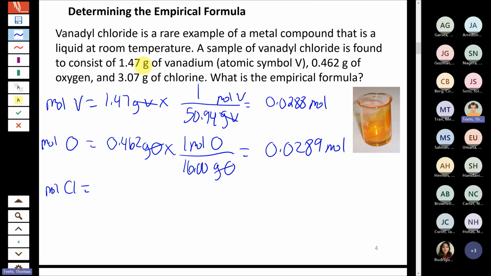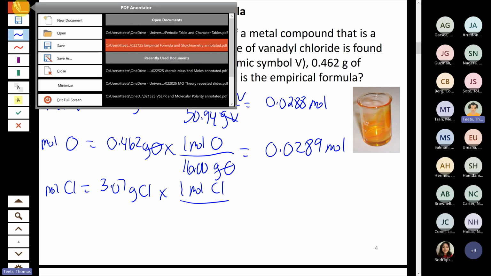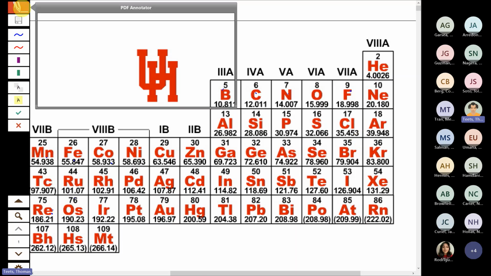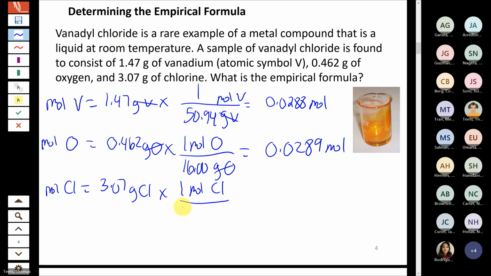we have 3.07 grams. So we're going to do the same step for however many elements we have in the compound. Probably not more than 3 in most cases, but you could do it for any type of compound that has 2 or more elements. 35.45 grams per mole for chlorine. So that's the atomic mass we'll use for that one. So this number we get is a bit different, 0.866.